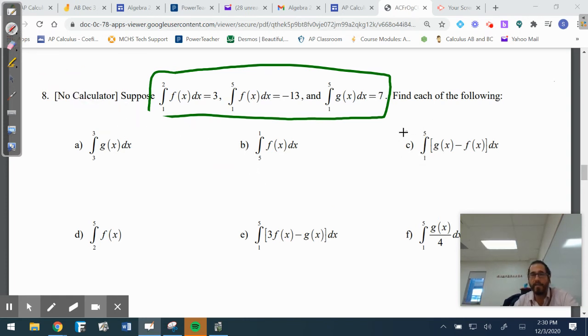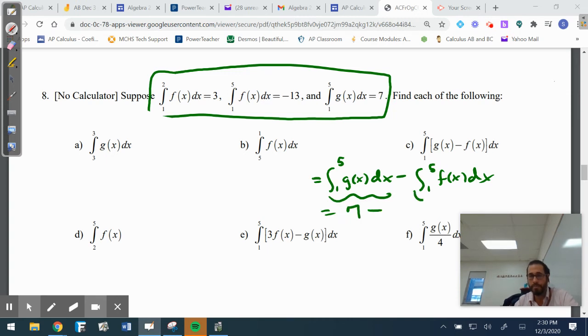Next one, 1 to 5. Well, I've got f of x and g of x there, but you've got to use that property that the integral of a difference is the difference of each of the separate integrals. So we got to flip those up. That right there is 7.